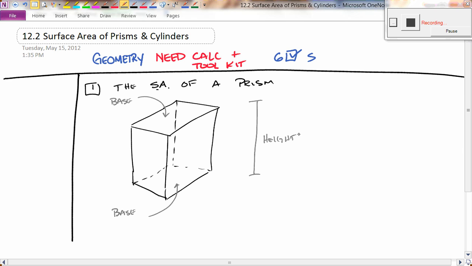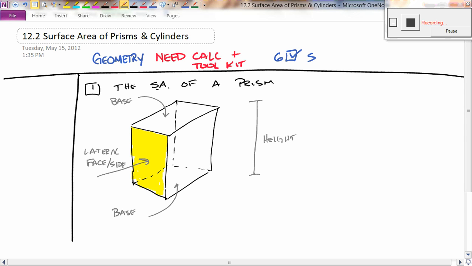And here are two new words. If you take, for instance, just this front side here that I'm going to paint in yellow, this front side is a face. This is one of the faces of our prism here. And this is called a lateral face, or a lateral side. So how many lateral sides does this prism have? It has 4. It's everything except for the bases at the top and the bottom.